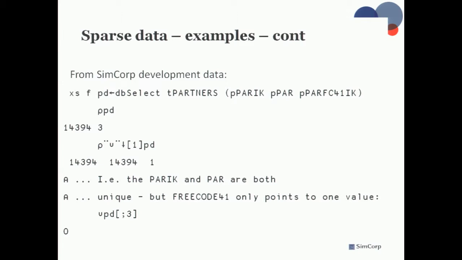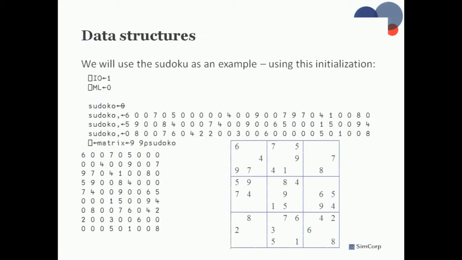We have 14,000 partners and three columns in this. The unique key is unique, right? So there's 14,000 different values. The partners have unique names, yes, but there's just one free code. This is also sparse data. And coincidentally, the value is 0.